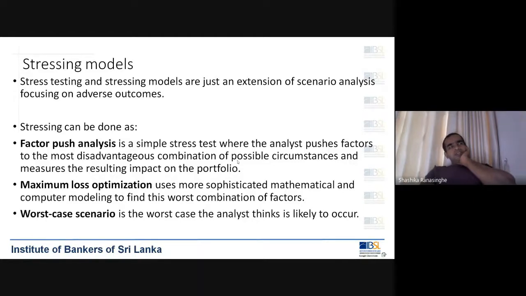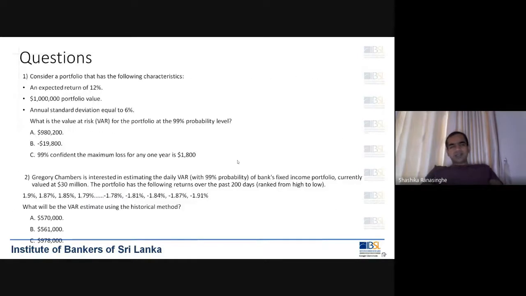Maximum loss optimization. Even though you stress your interest rate to 10%, that might not result in the maximum loss, right? It might be a 5% interest rate hike combined with an exchange depreciation of another 5%. Maximum loss optimization uses more sophisticated mathematical and computer modeling to find the worst possible combination of factors. Worst case scenario is the worst case the analyst thinks is likely to occur. And so those three methods can be used as stress testing models.